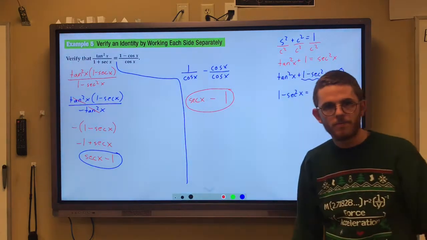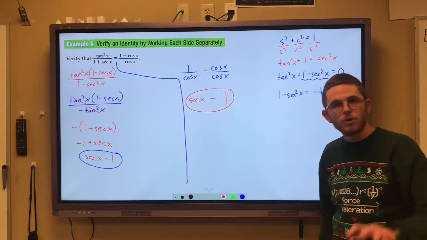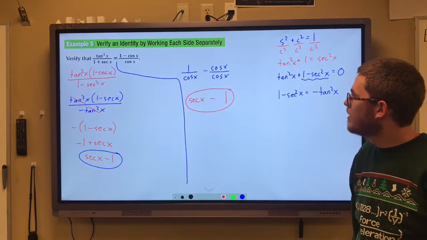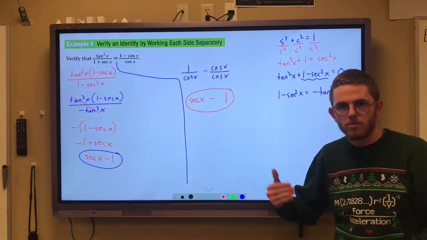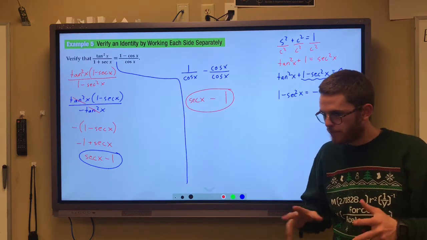Look at that. So it's 3 more trig identities to verify that we just saw. These are getting a little bit more in depth. So take a look at those.